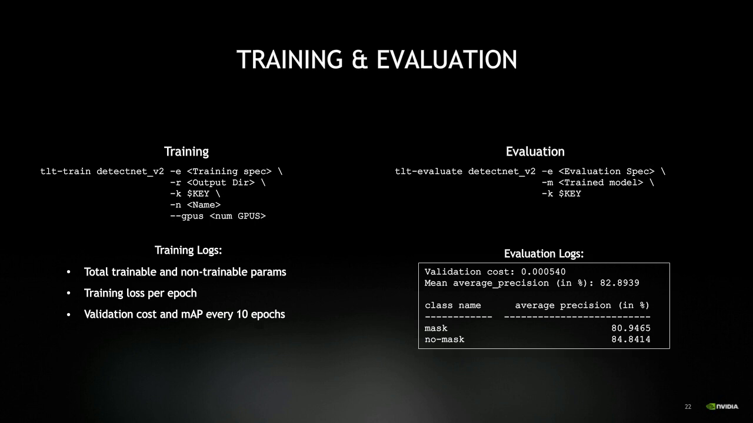The training run dumps elaborate logs, which show total trainable and non-trainable parameters and training loss per epoch. This helps to see if and when our model converges. As specified in the training spec, it also prints validation cost and mAP metric on validation data every 10 epochs. To evaluate, use the TLT evaluate command and provide the evaluation spec file and the model that you trained. This will evaluate on a test dataset and dump the evaluation logs, which show the average precision across all the classes. For our use case, we have two classes, mask and no mask.